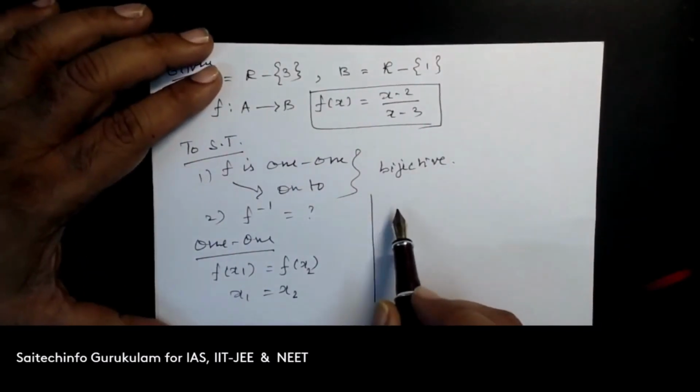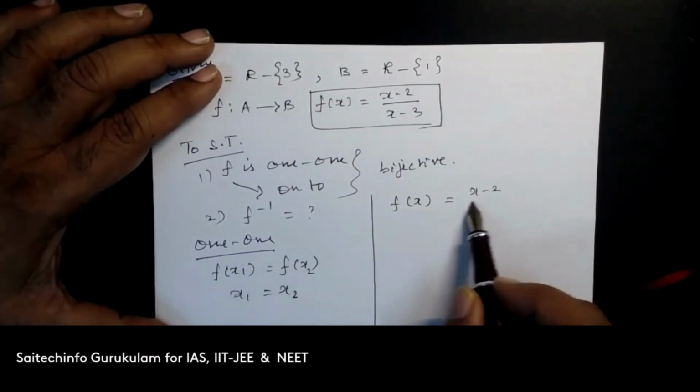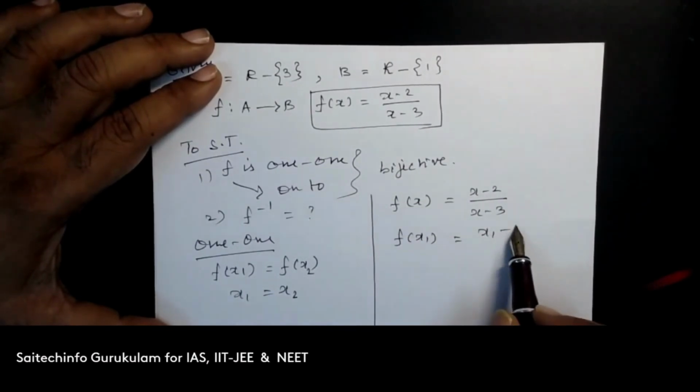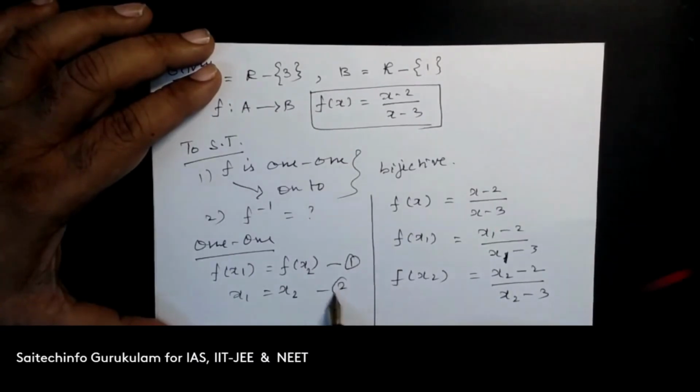f of x is given here, that is x minus 2 divided by x minus 3. Let me write f of x1 is equal to x1 minus 2 divided by x1 minus 3. Then f of x2, so replace the value of x with x2. So x2 minus 2 divided by x2 minus 3. Now let me consider this is equation 1, this is equation 2.